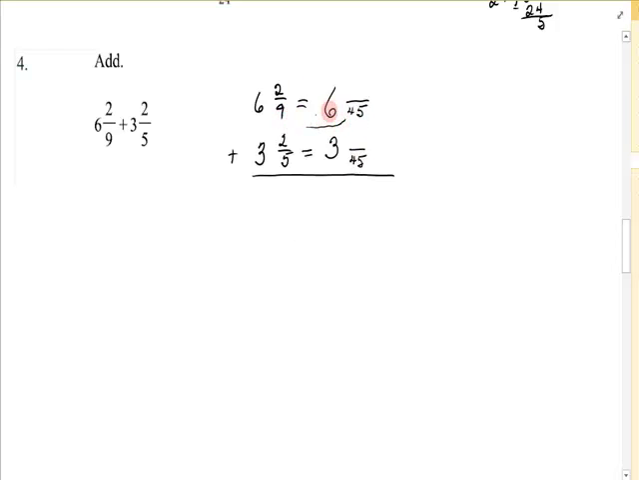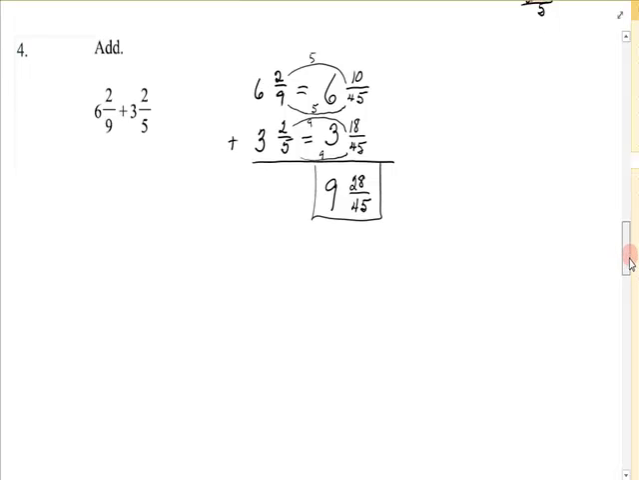Now 9 goes into 45 5 times, and 5 times 2 is 10. 5 goes into 45 9 times, and 9 times 2 is 18. If we add the numerators, we have 28 45ths, and if we add the whole numbers, we get 9. This is not an improper fraction, so it's not going to equal 1 and something. It is a proper fraction. It cannot be simplified because 28 and 45 do not have any common factors, so I'm done.